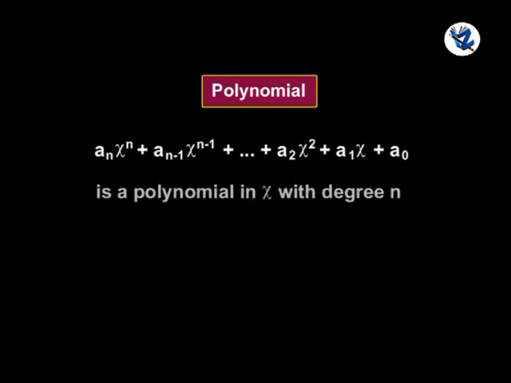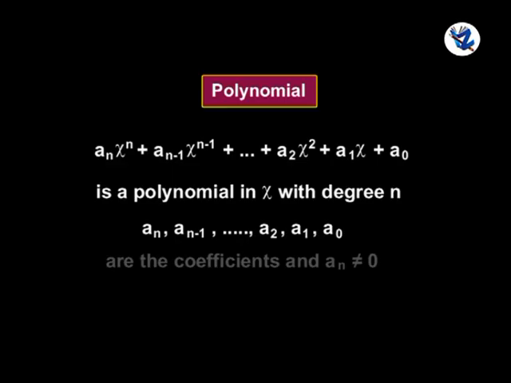And the polynomial a_n x raised to n plus a_(n minus 1) x raised to n minus 1 plus dot dot dot plus a_2 x raised to 2 plus a_1 x plus a_0 is a polynomial in x with degree n, and a_(n minus 1) dot dot dot a_2, a_1, a_0 are the coefficients and a_n is not equal to 0.